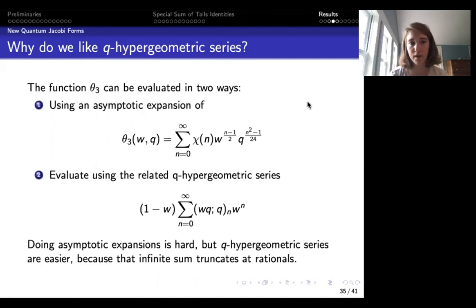The function theta 3, for instance, can be evaluated in 2 ways. One is to use the asymptotic expansion that comes from this family of known quantum Jacobi forms, and that is related to the first way of writing the function, where this character is the same character that appears in the Kontsevich function. The second way is to use the q-hypergeometric series to evaluate it. You might think this seems kind of hard, don't we have this infinite sum? But it turns out that when you plug in pairs of rationals, the infinite sum will actually truncate.